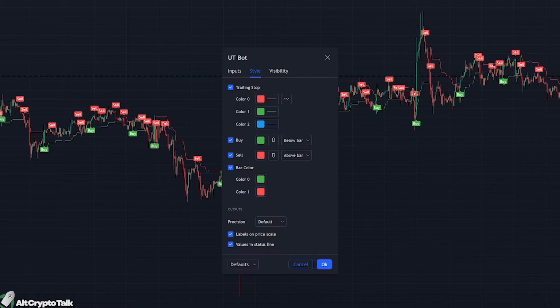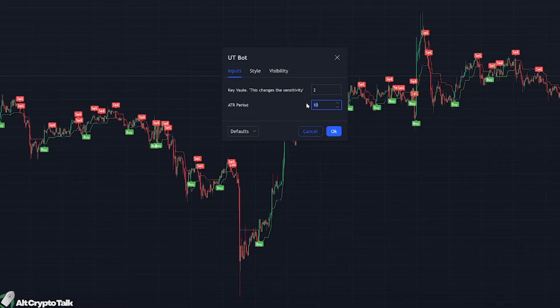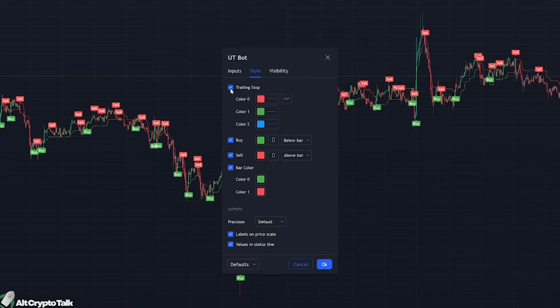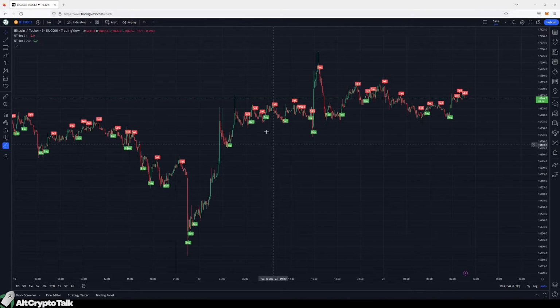Go to the settings of the new one, and for input, set the key value to 2 and the ATR period to 300. Then go to style, untick the trailing stop one, and now untick the sell one. Now, as you can see, you're getting a chart with buy and sell indicators. For example, over here, there's a buy signal, which then means the price is going up. The same goes for a sell signal, which you can see over here. We got a sell signal and the price went down.